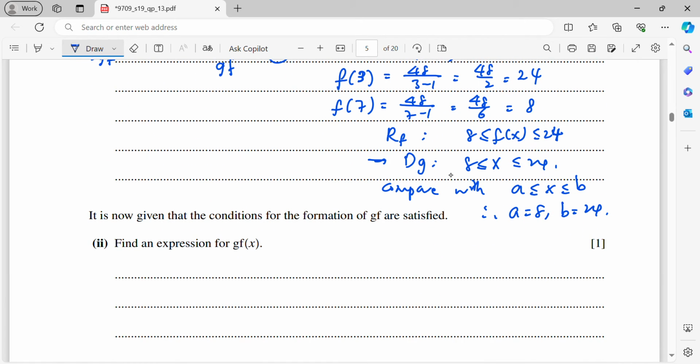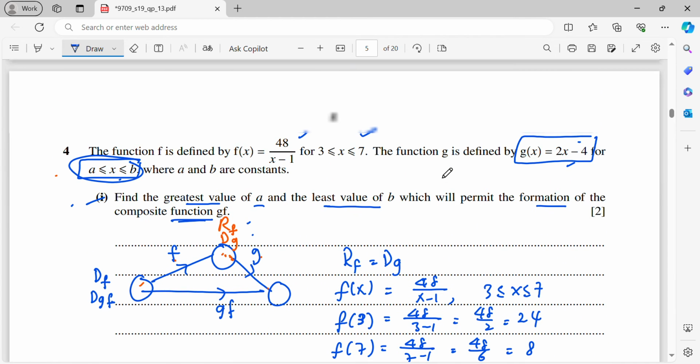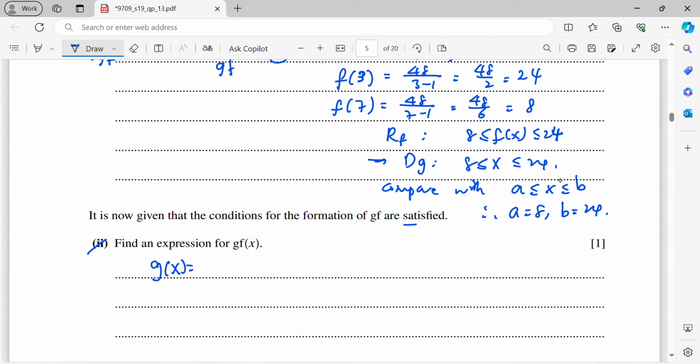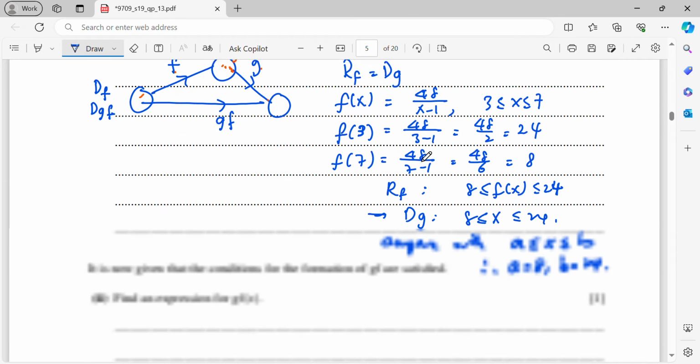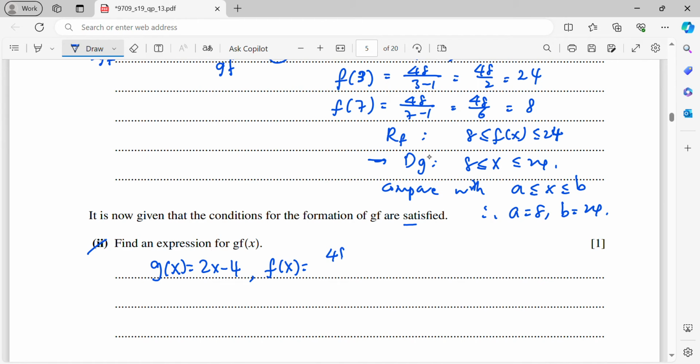Okay, now given that the condition for formation of GF is satisfied, second part, find an expression for GF. So now my G(x) equals 2x minus 4, and my F(x) equals 48 over x minus 1. To get GF, this is a composite function, which means you substitute F into G.